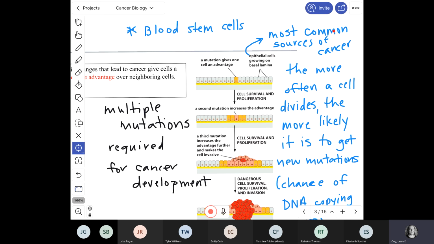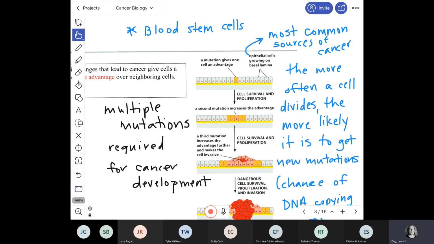So breast cancer comes out of breast duct linings. Skin cancer comes out of epithelial cell divisions in the skin. Colon cancer comes out of the lining of the intestine. It's an epithelial tissue. And leukemias come from blood stem cells dividing a lot. And those are really common types of cancer.